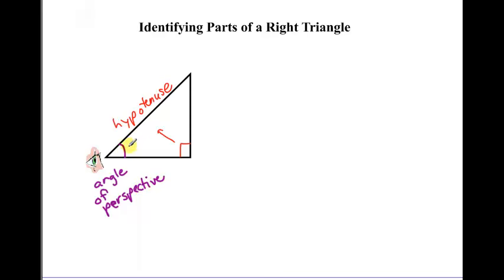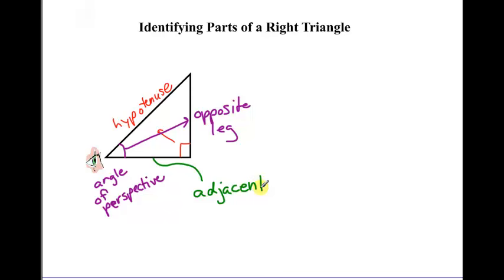This angle lies opposite or across the triangle from this leg here. So we call this leg the opposite leg. And again, that's because it lies across the triangle from our angle of perspective. Now the second leg right here along the bottom, in this case, is lying adjacent to the angle of perspective. We call it the adjacent leg, and I am out of space to write that. Adjacent leg, and adjacent still means that it's right next to or connected to our angle of perspective.